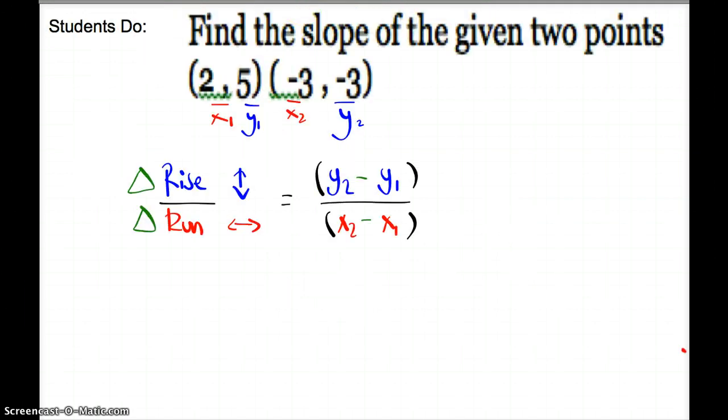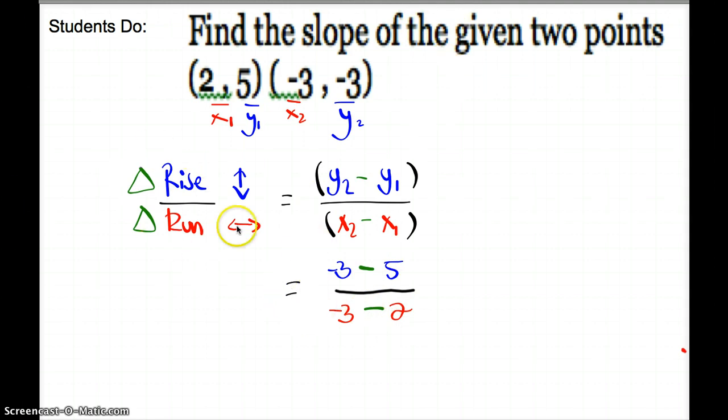Again, let's fill this out. So the students do the same process. Y2, we'll put in this number, -3. Y1 is 5. And the subtraction sign in between those two. Then we'll go to our x values, which are -3 again, and our x1 value, which is 2, and our subtraction sign in between. I'll continue this. I'll try and keep this a little more organized.